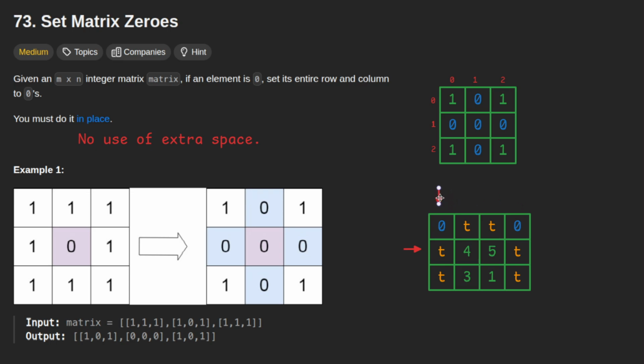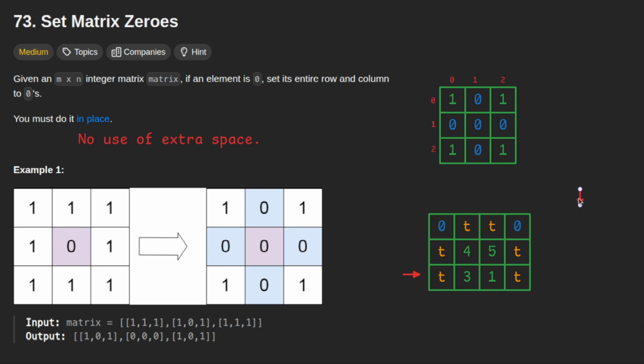to 0 and I say that no, this is not a 0, this is not a 0, this is not a 0, and this is not a 0. So we have not encountered any 0 in row 2. Now I will move to row 3 and as you can see, we will not encounter any 0 in row 3 as well. This is t, this is 3, this is 1, this is t.